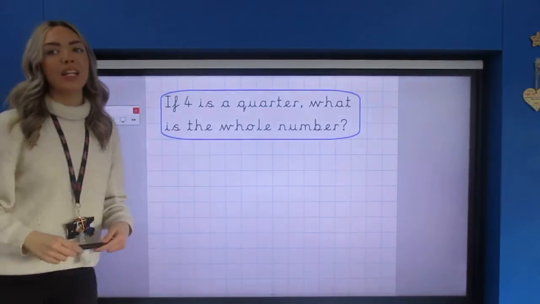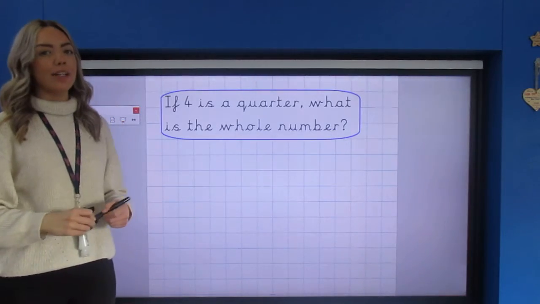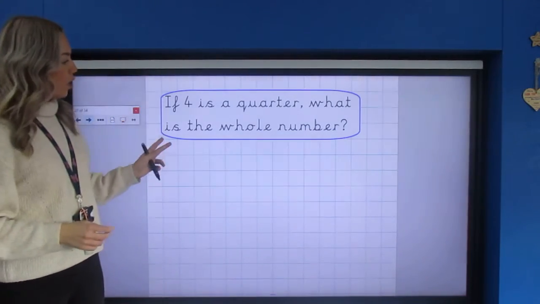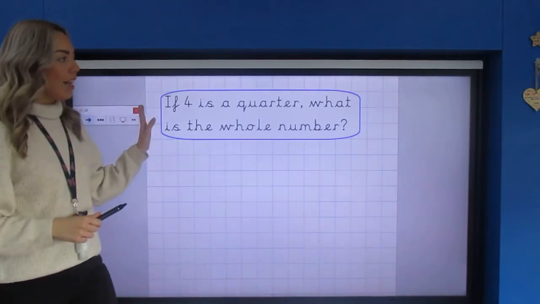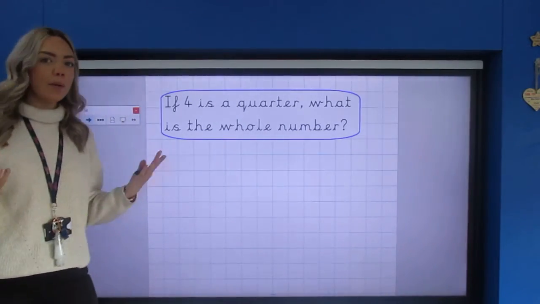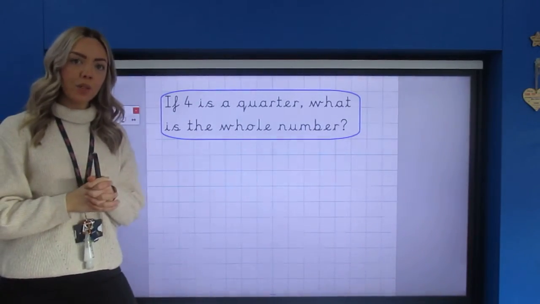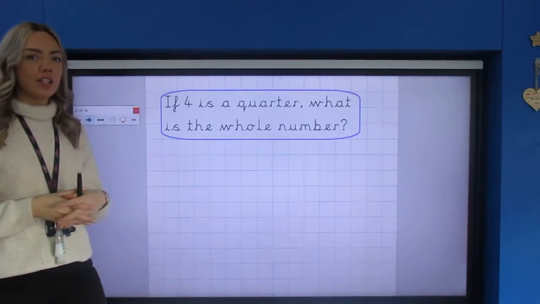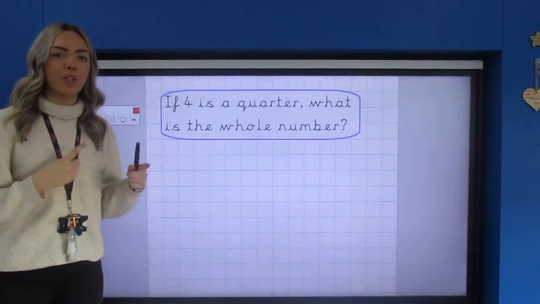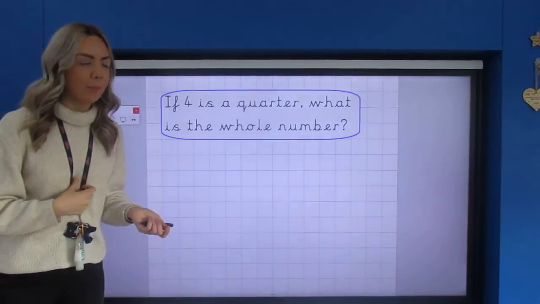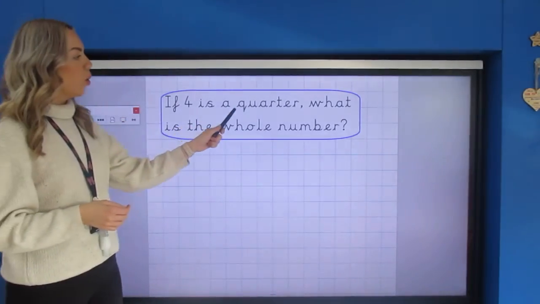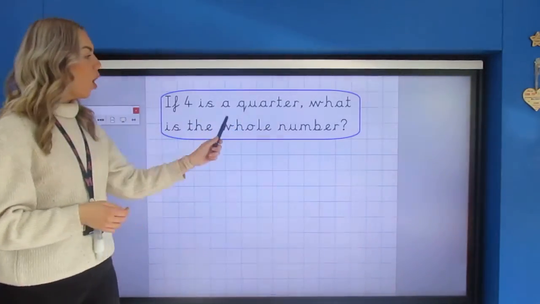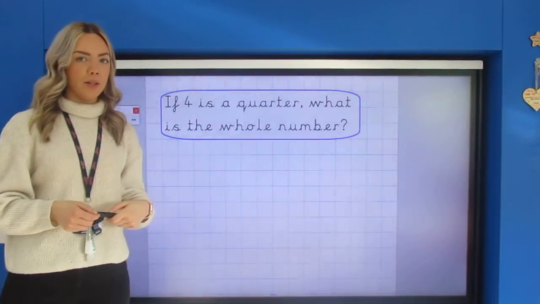Brilliant. So the last question that we're going to look at today, because you have got one of these in your book, okay? And this is again a word problem. We're having so many word problems, aren't we, in our Year 2 booklet? But it's because we're getting our brains working and thinking how we turn them into a number problem. So let's read it together. If 4 is a quarter, what is the whole number?